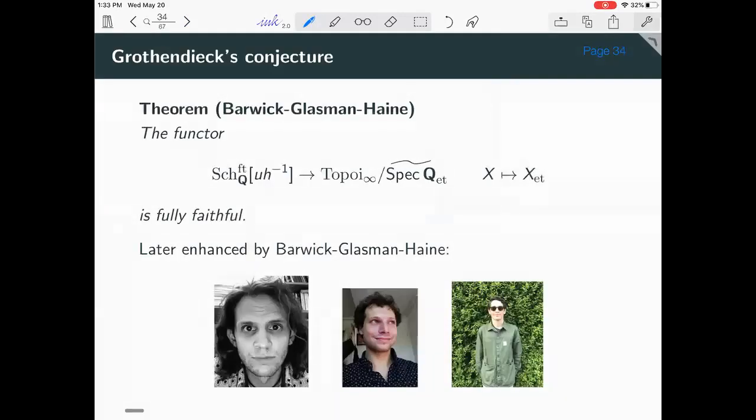So Barwick, Glasman, and Haine, in the same paper that Peter talked about, proved that you can also enhance this to infinity topoi. So this is the infinity category of maybe hypercomplete étale sheaves on X, on étale X. Then in fact, it is fully faithful. So it is an infinity version.